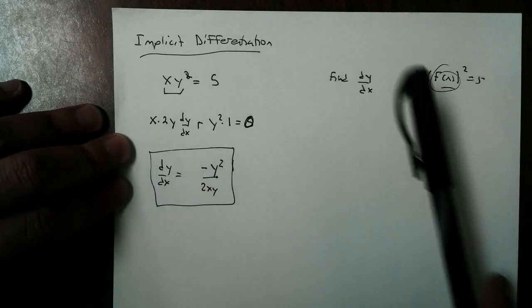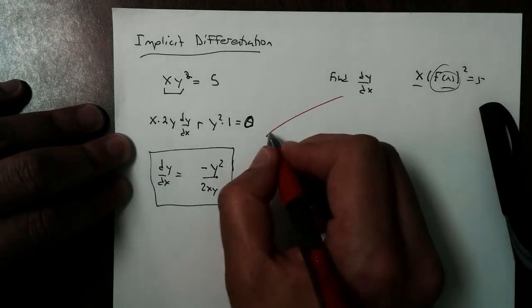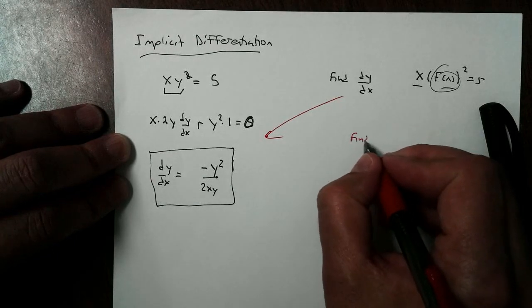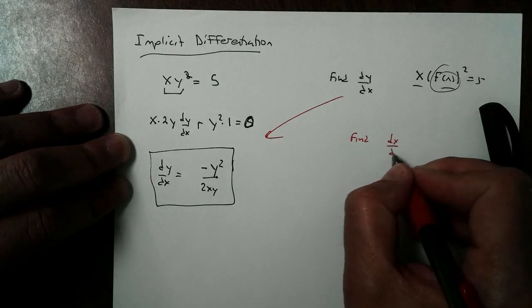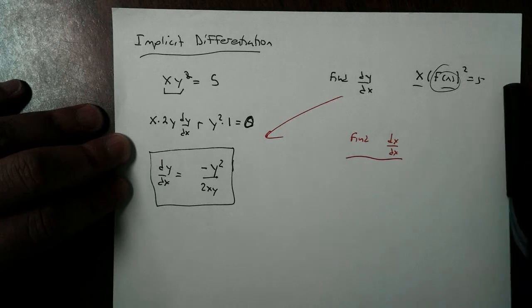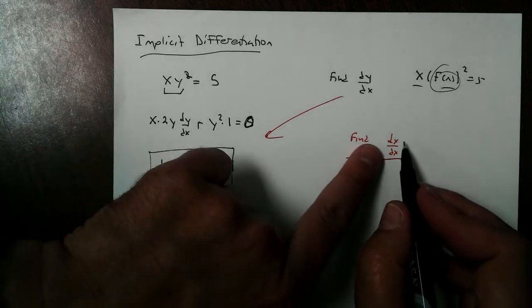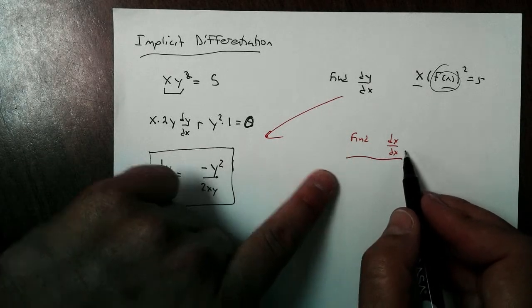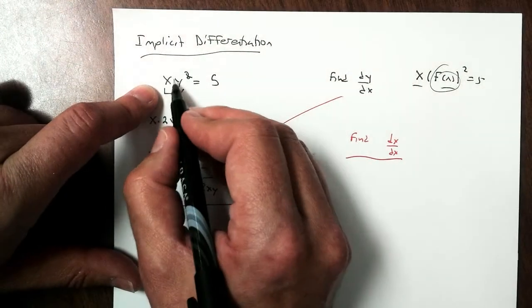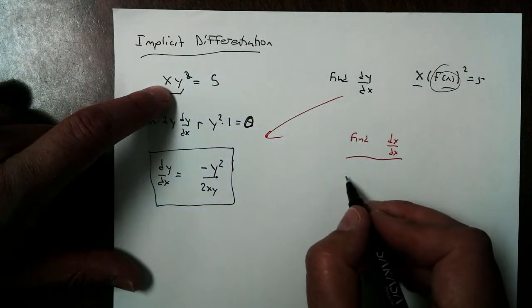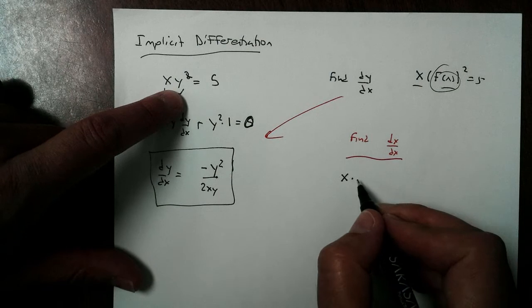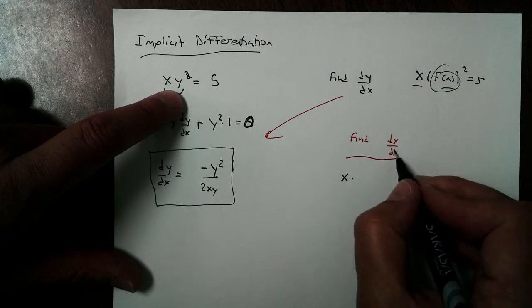Now, we can have a little bit more fun. Well, that's dy dx. What if we were asked to find dx dy? In this case, notice we flip them. Now we're taking the derivative of x with respect to y. So when I take the derivative, my first is still going to be x. The derivative of y, whoops, that should be dx dy there.